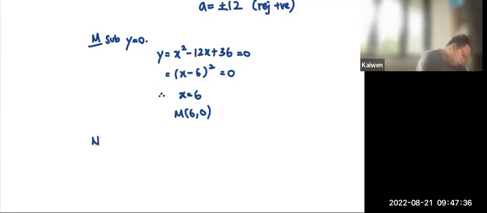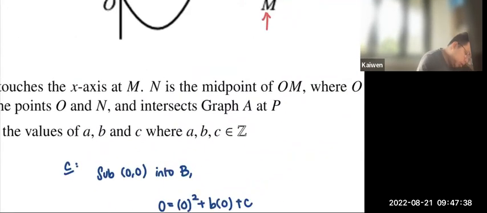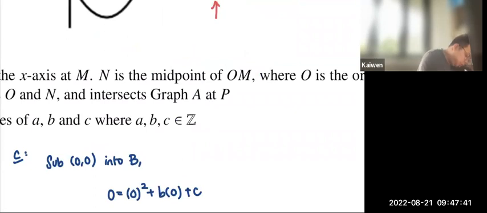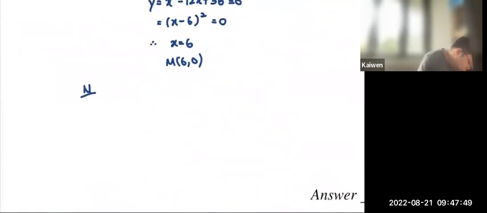So we're going to use point N. And which piece of information do we use? This: N is the midpoint of OM. So if we know that M is (6, 0), N will be (3, 0). So N is (3, 0).